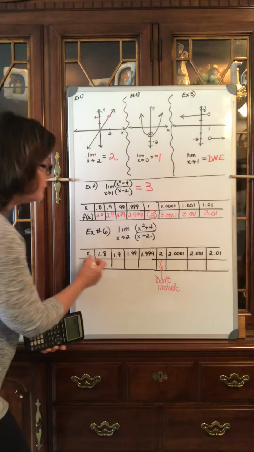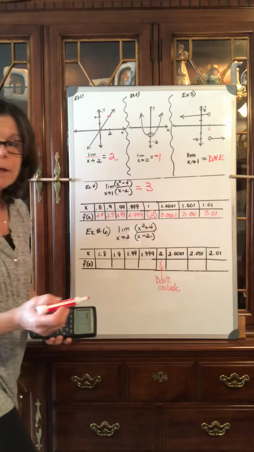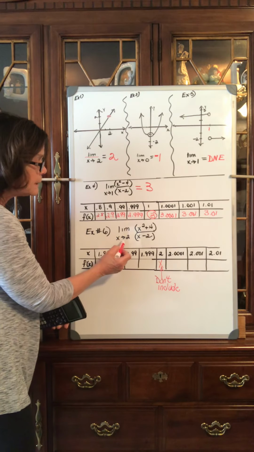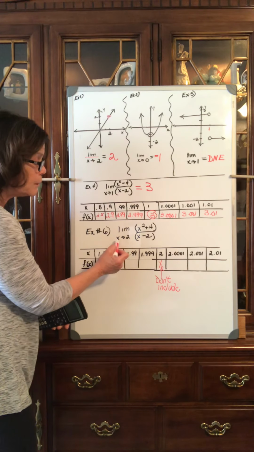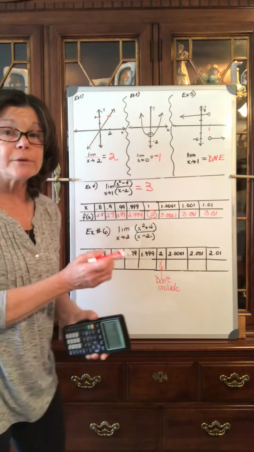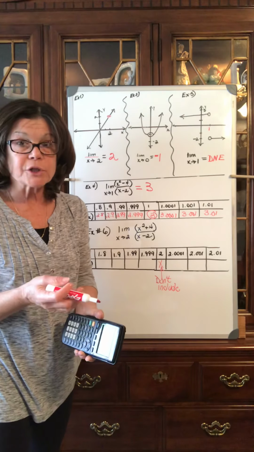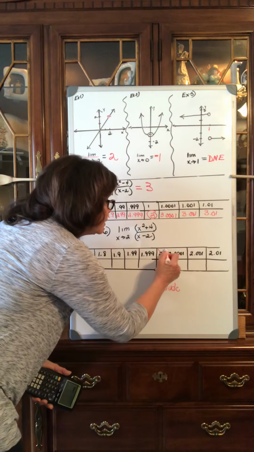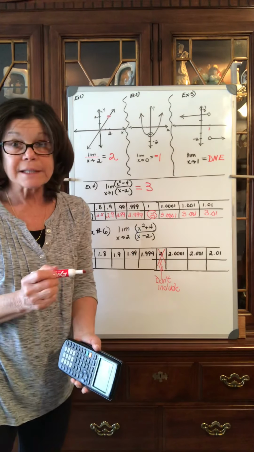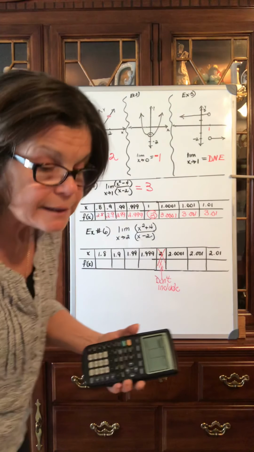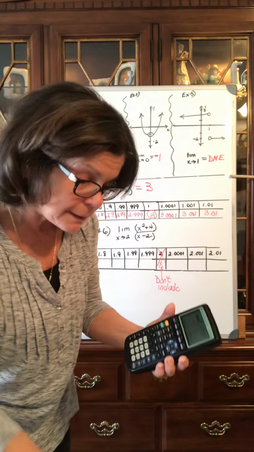I'm going to put all of these x values into my L1. In this case, though, if we're looking for the limit as x is approaching 2 from both the left and the right, if I had an x value of 2, I would have a 0 in the denominator, so it would make the function undefined. So in this situation, we can't include this x value of 2 in our list, or it's going to give us an error message. So I'm going to put everything except that x value of 2 into my list.